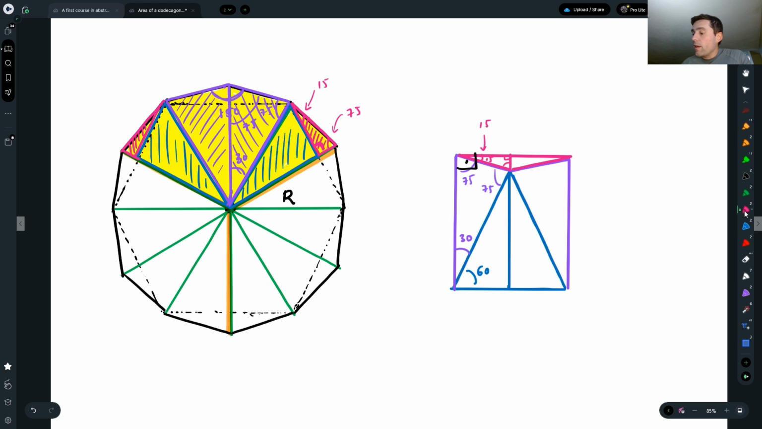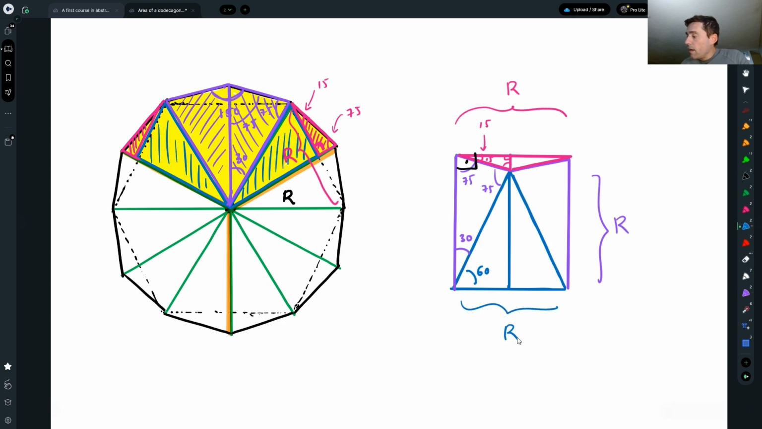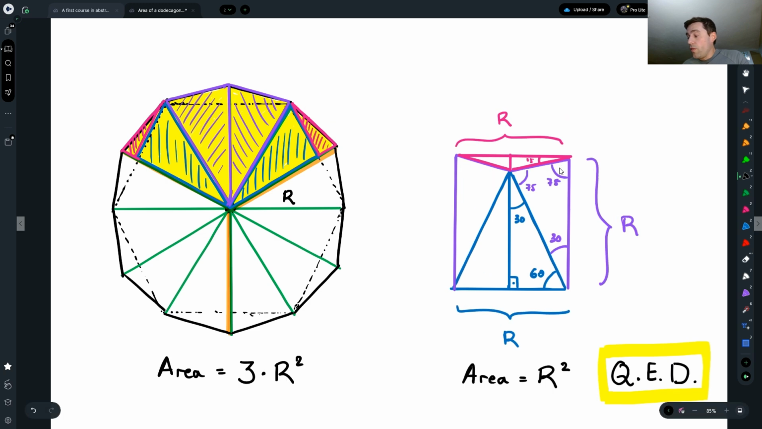And by the way, this side from here to here is again a side of the original hexagon, so that is also side r. So this is of length r, length r, length r, and we have right angles all around. So this is a square of side r. Therefore, this region over here has area r squared, and therefore the entire dodecagon has area 3r squared, which is what we wanted to prove.